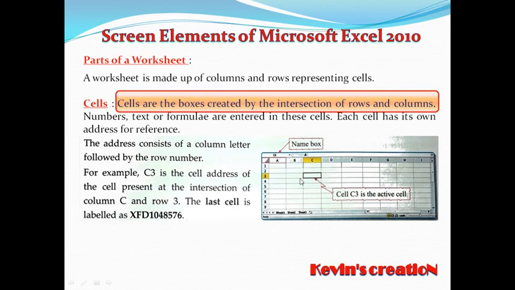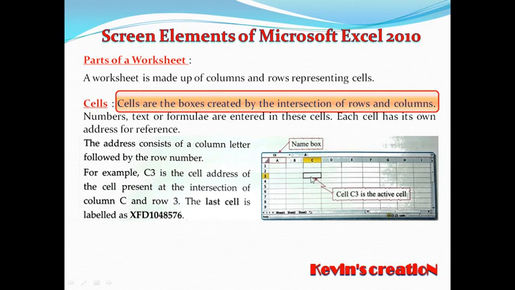As you know, each cell has got its own address. And how does it get its address? For example, let us take this one with a dark boundary. It is in column C and third row. So what will we write? C3. So the name of this cell is C3.